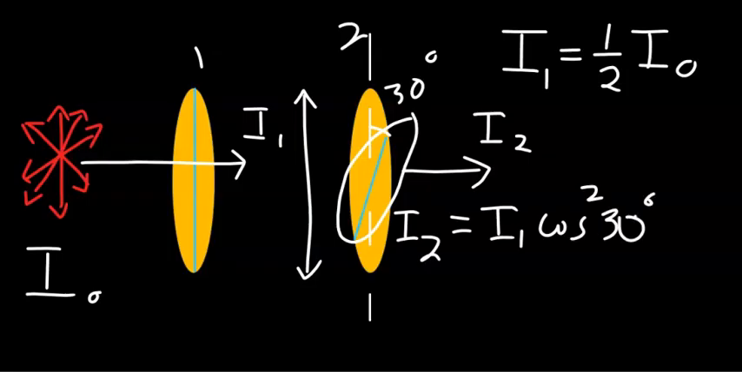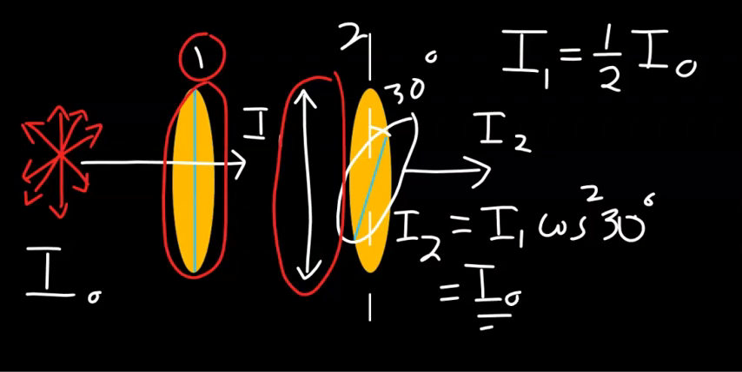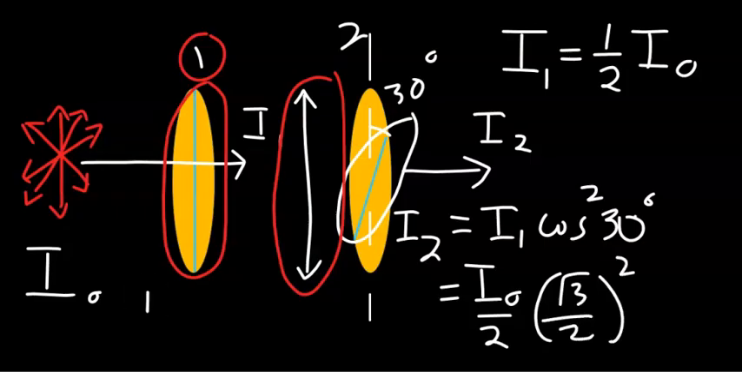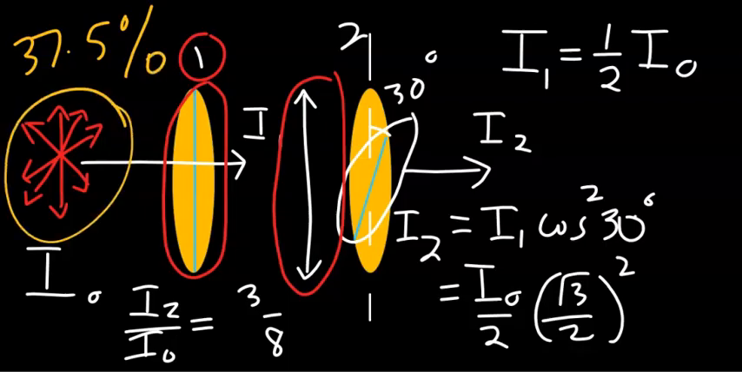Keep in mind what emerges from polarizer 1 is polarized in a direction dictated by the polarizing axis of polarizer 1. So that means I1 is I0 over 2. Since cosine 30 is square root 3 over 2, and you have to square that, I2 over I0 is 3 over 8. So only 37.5% of the original incident light gets out of the second polarizer.